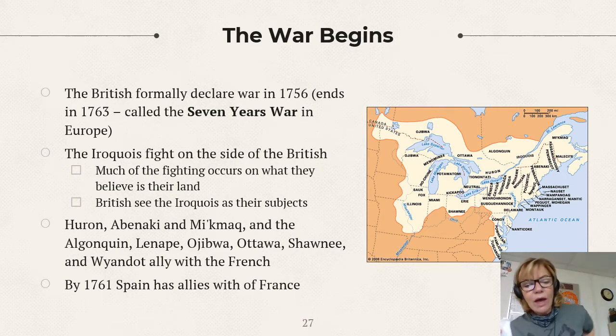And then you have the American colonists, of course, fighting on behalf of the British, whether they want to or not. And then you have the French and their Indian allies, who are the Huron, the Abenaki, Lenape, Algonquin, Ojibwa, the Ottawa. All these different tribes here. Later, Spain is going to get involved on the side of France. So it's England against all these other countries and people. Oh, and then of course the American allies too.